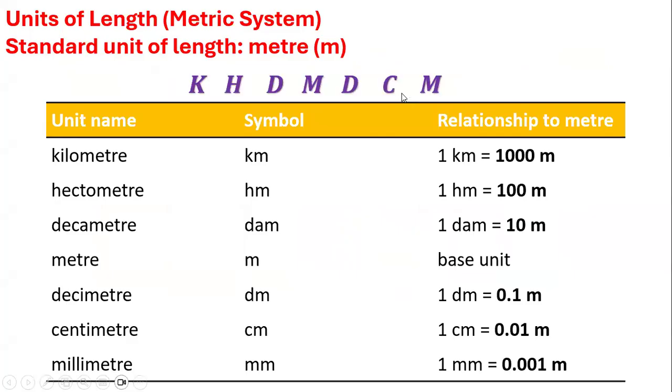We also had an acronym. You have the King Harry drink chocolate milk, something like that. We had that one, and we have the acronym that I use: knock him down, minister, don't commit murder. Or you could say knock him down, minister, don't commit mayhem. Both are usable. The K stands for kilometer, the H for hectometer, the D for decameter, M is for meters, D is for decimeter, C is for centimeter, and M is for millimeter. But we did all of this yesterday.